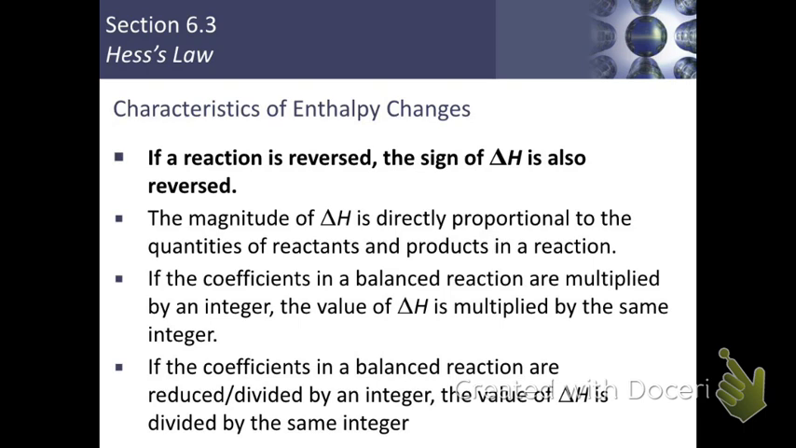The magnitude of delta H is directly proportional to the quantities of reactants and products. So the delta H that's shown is including all of the coefficients that are shown. So if we have to adjust a coefficient, we would have to adjust the delta H value. Okay, so if we would need twice as many of a compound, we would have to distribute that 2 through the delta H value as well. If the coefficients are multiplied by an integer, the value of H is multiplied by the same integer. That's what I just said. And if the coefficients are reduced or divided by an integer, the value of H is done the same. Okay, so all those ratios have to be kept intact. That's a fancy way of saying that, right? All of the ratios have to be kept intact.